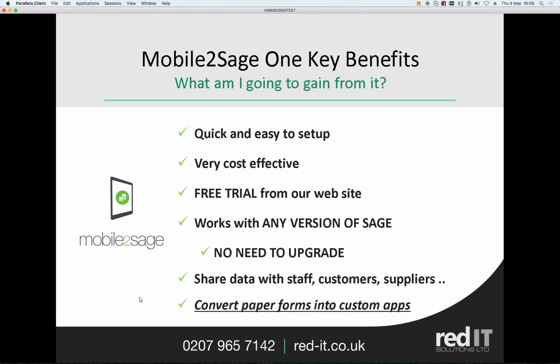Most important thing about the Mobile2Sage platform is it allows you to share your data with the staff, customers, suppliers, stakeholders, both in and out. And it can be used to convert pretty much any paper form or paper-based process or spreadsheet process into a custom app, and then integrate that directly into Sage One or Sage 50.